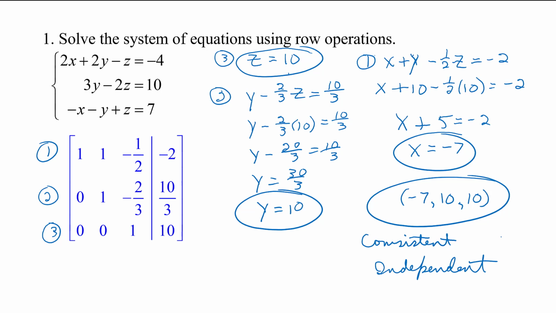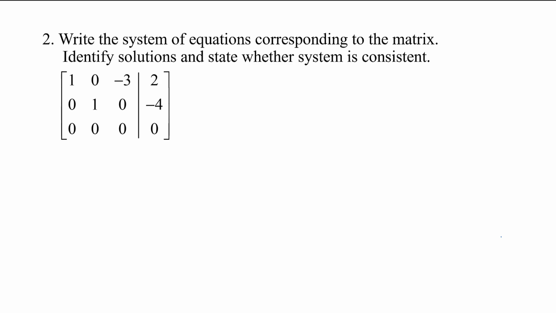Okay, let's move on to our next problem, which is to write the system of equations corresponding to a matrix that we're given here. We want to identify the solutions and state whether the system is consistent. So we have a matrix with the first row 1, 0, negative 3, 2. If we write that first row as an equation, imagining that our variables here are x, y, and z, we'd have 1 times x plus 0 times y minus 3 times z equals 2.